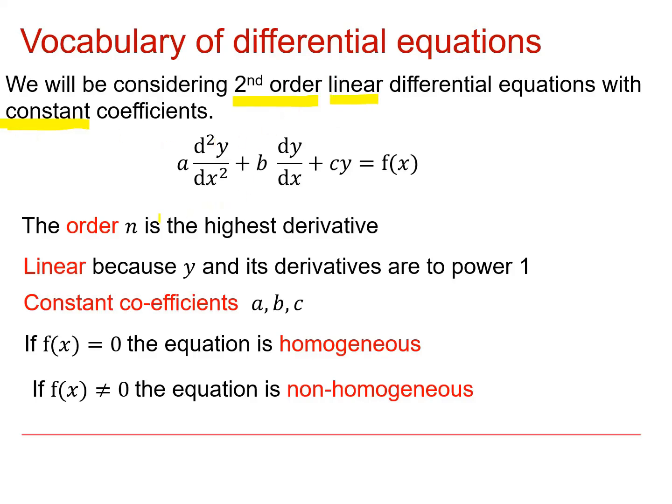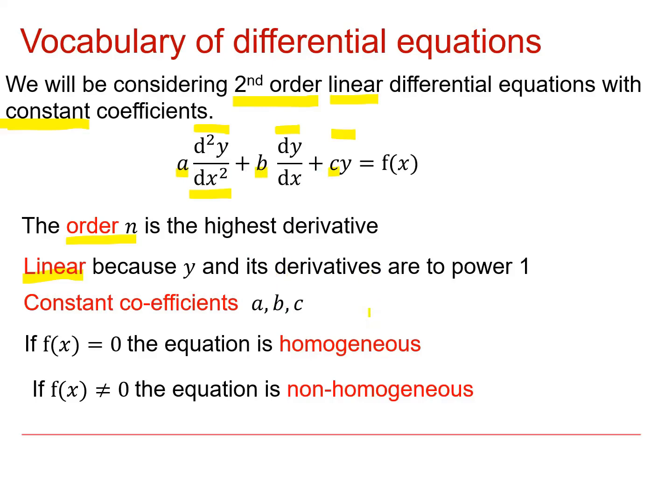Let's pull those pieces apart. Well, first of all, the order is the highest derivative, and the highest derivative we've got here is the second derivative, d2y by dx squared, so it's second order. It's linear because anything involving y or its derivatives has a power of 1. And constant coefficients a, b and c are self-explanatory.